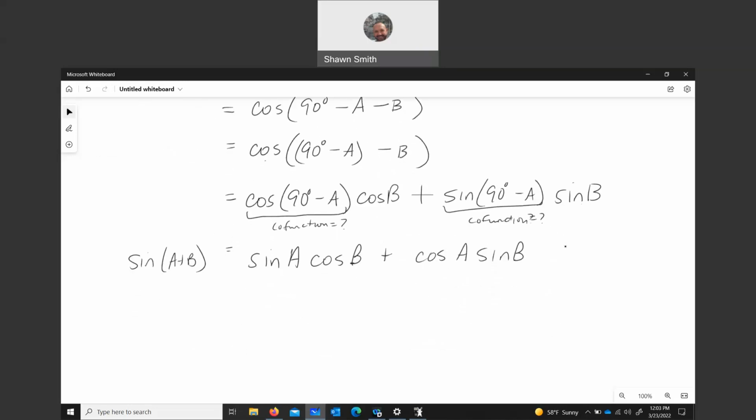So now you can pretty much guess what the sine of A minus B would be. Exact same format, except it's no longer a plus, it's a minus separating the two products.